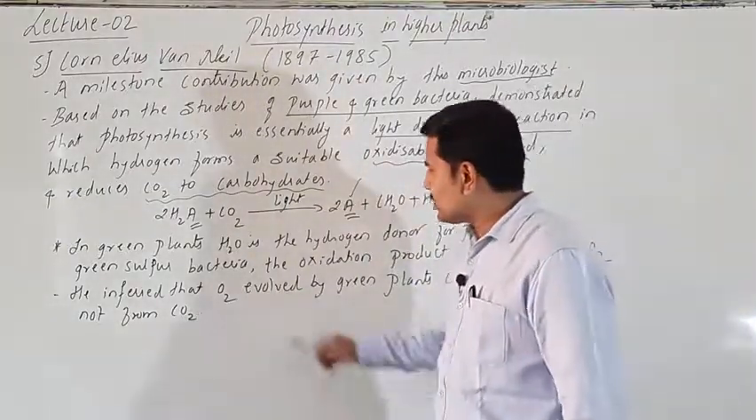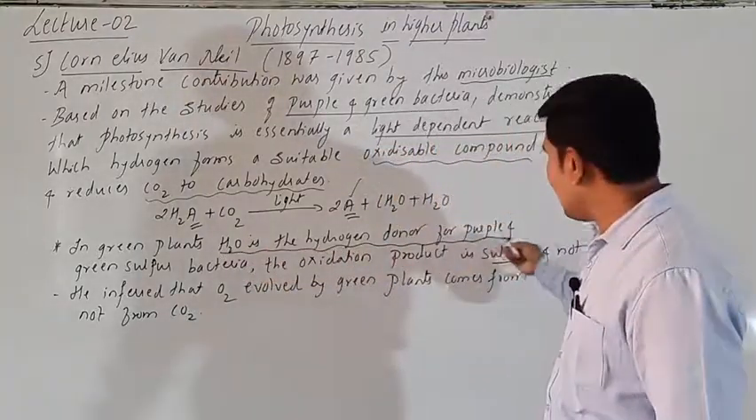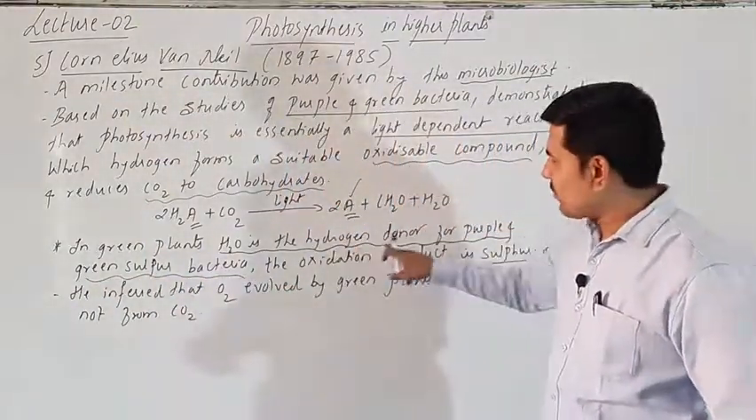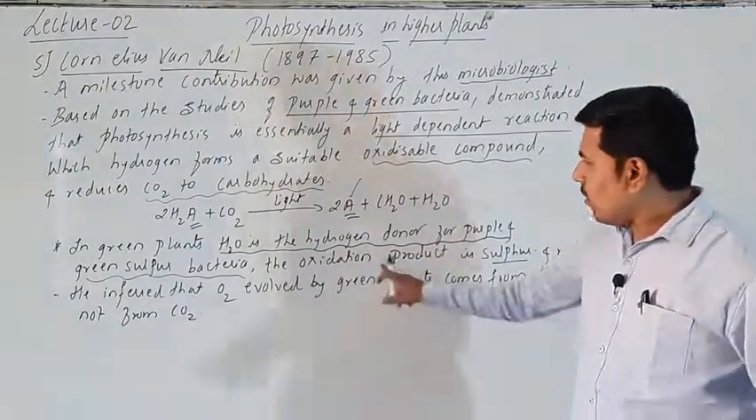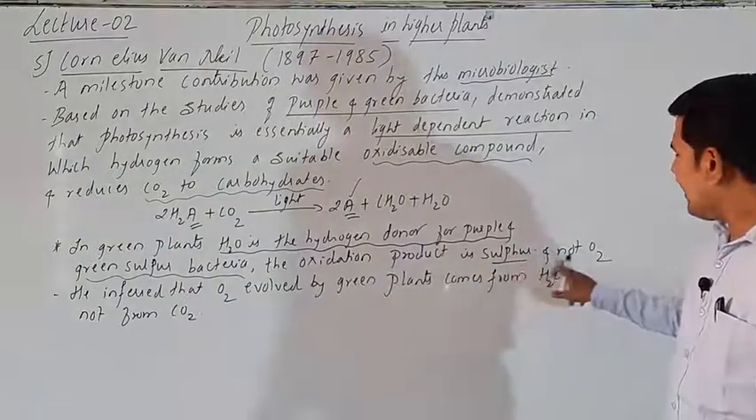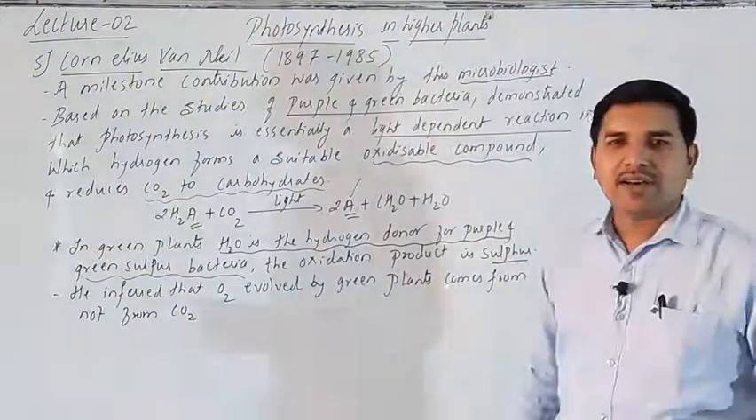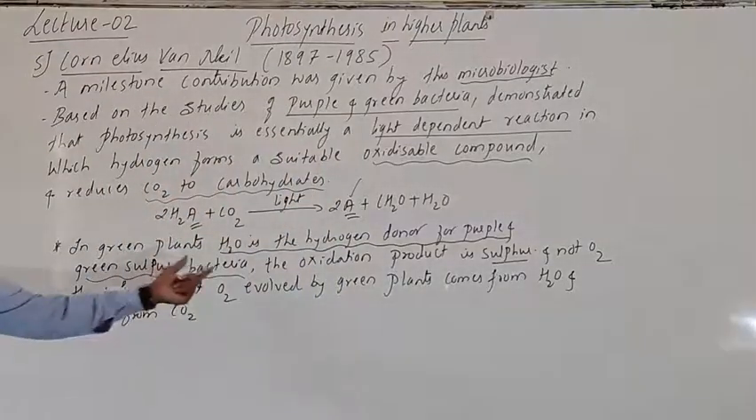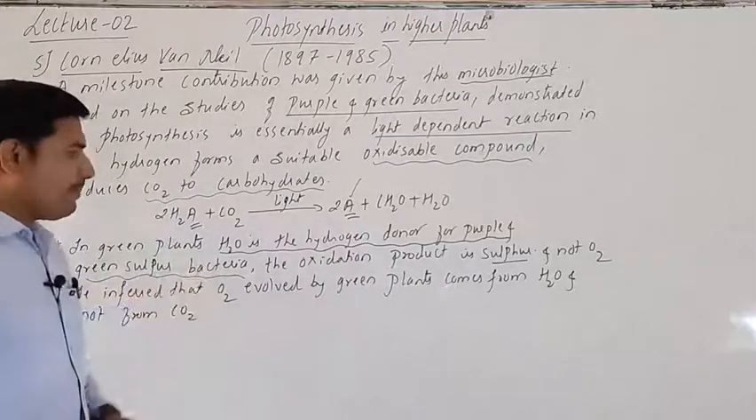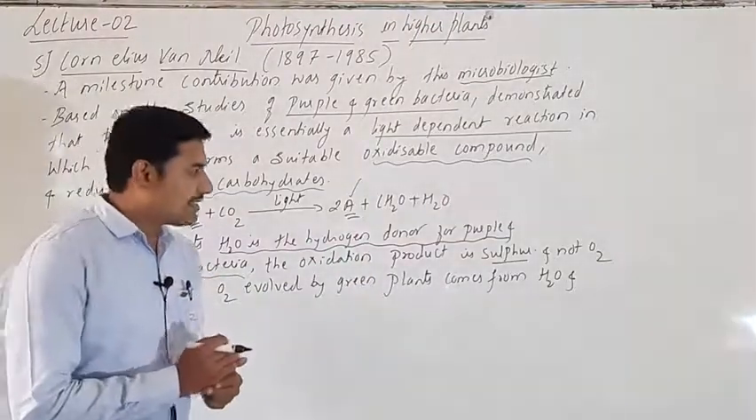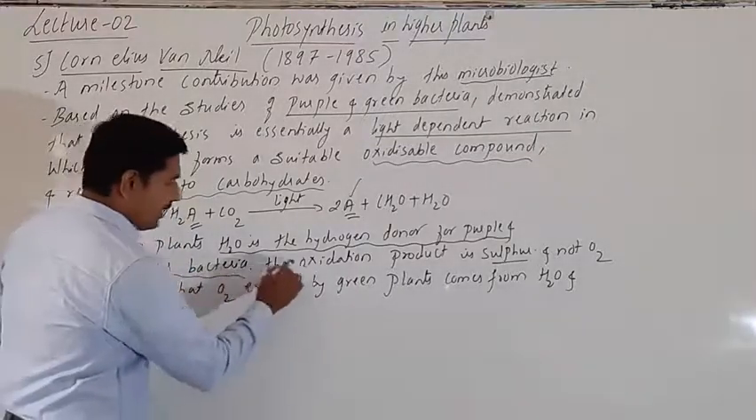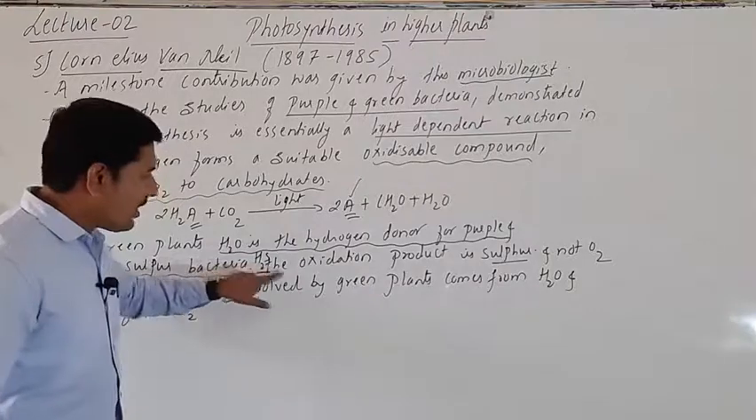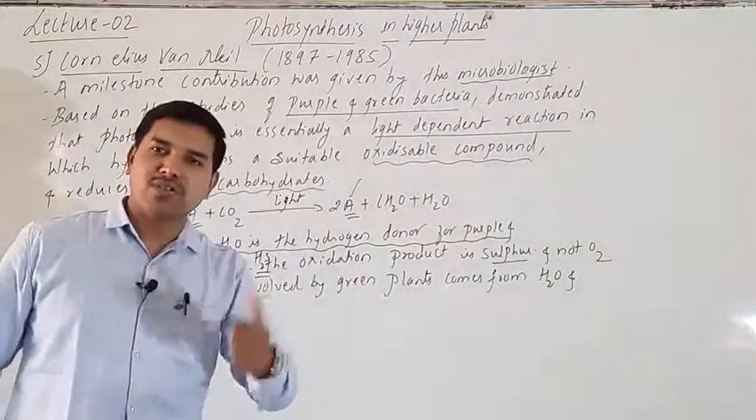Then, in green plants, H2O is the hydrogen donor, and this is most important, just as H2O is the hydrogen donor for purple and green sulfur bacteria. Now, instead of water, let us change the statement here. In the bacteria, if H2S, hydrogen sulfide, is used, the oxidation product is sulfur and it is not oxygen, because it is H2S.